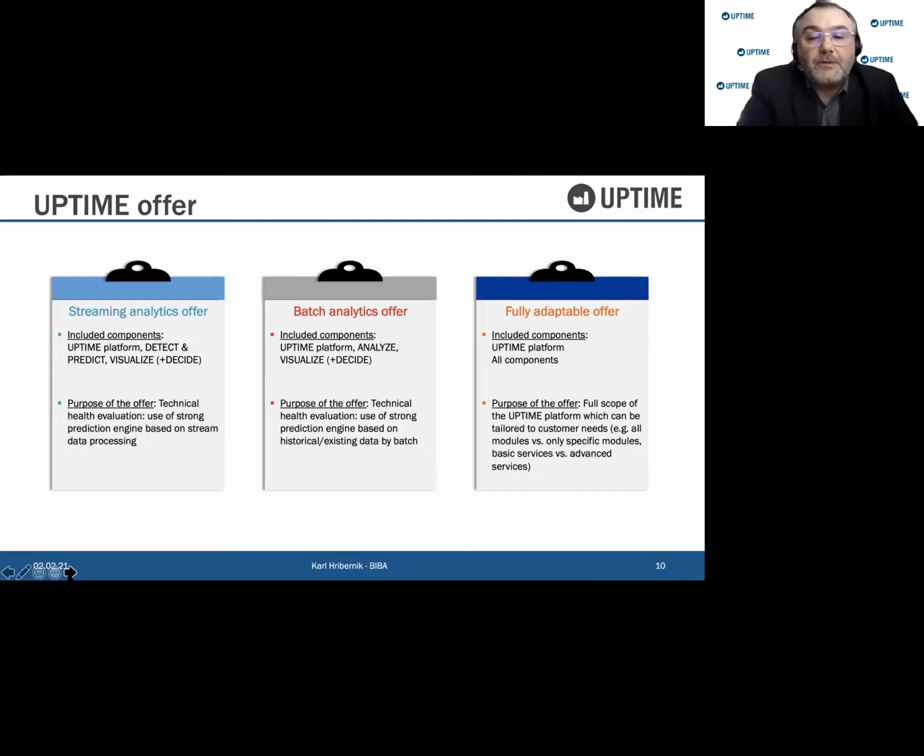And the purpose is similar, with a small difference that the prediction engine is for historical and existing data by batch. And finally, the fully adaptable offer is sort of the larger customizable package, which can combine all of the stuff that are in the other two offers according to your needs. So you can even combine batch and streaming data analytics, which can be very helpful in some cases.